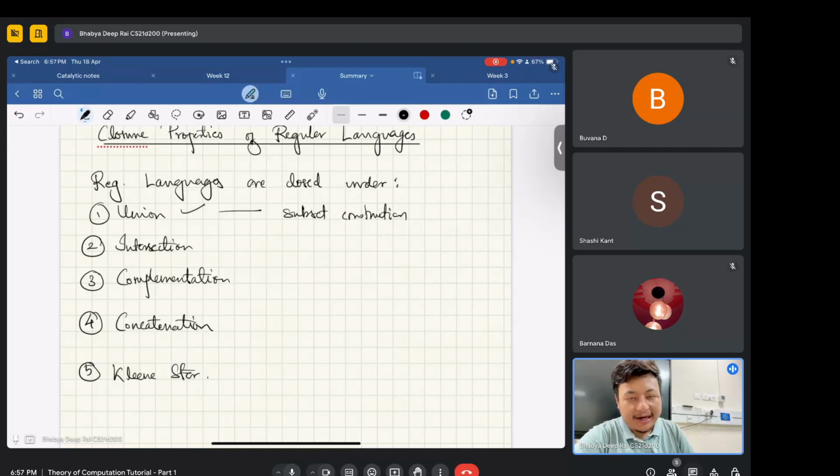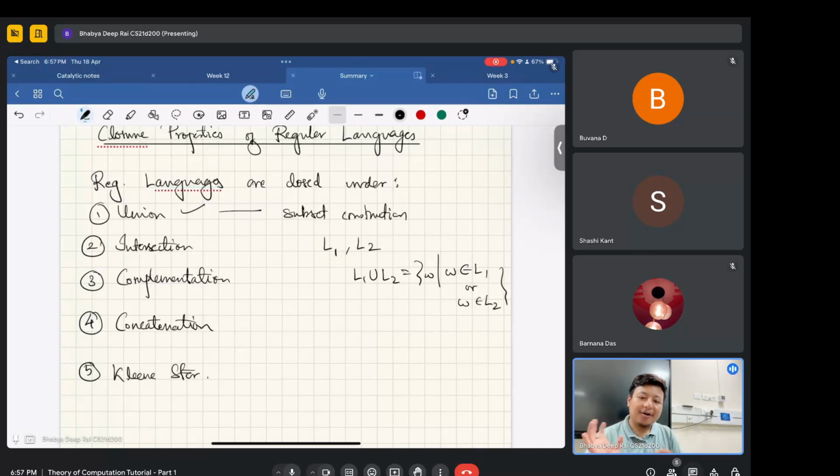First of all, what is union? L1 is a language. L2 is a language, and L1 union L2 consists of all the W such that W is either in L1 or W is in L2.